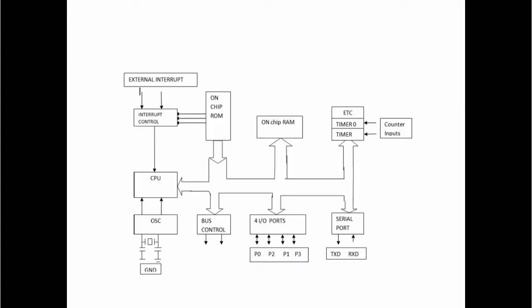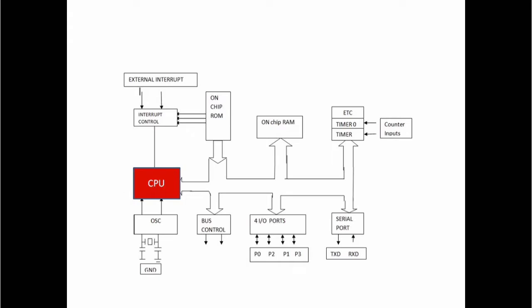Now this is the architecture or block diagram of the 8051 microcontroller. Now we will discuss all these blocks one by one. The first block is the CPU. CPU is called Central Processing Unit. The Central Processing Unit is the brain of the microcontroller and it controls all the operations which are performed on this microcontroller. The CPU reads the program which is stored in the program memory, that is ROM, and it executes the program to perform the expected task.